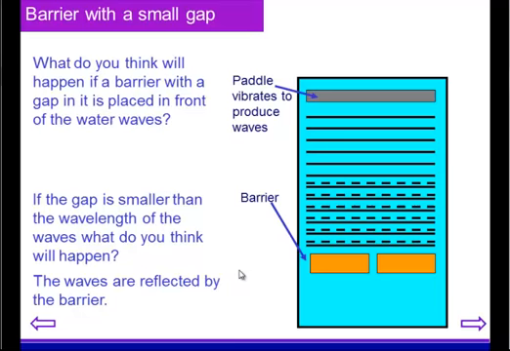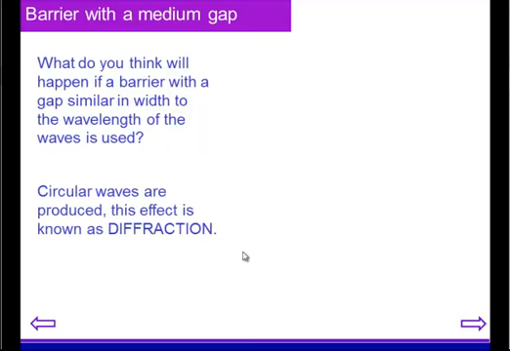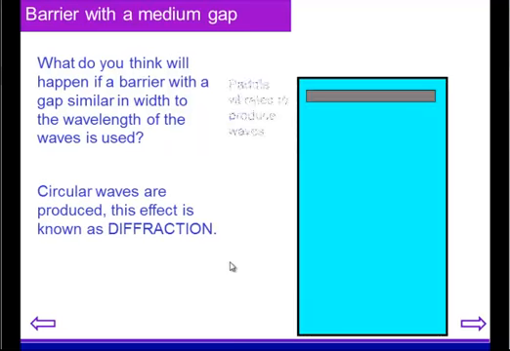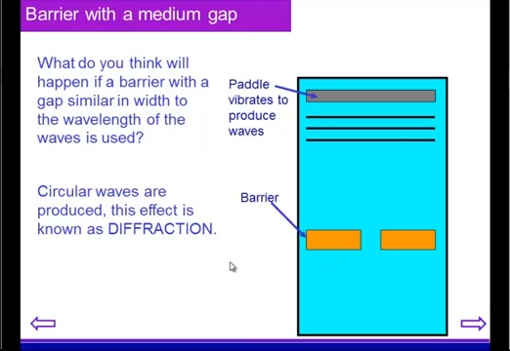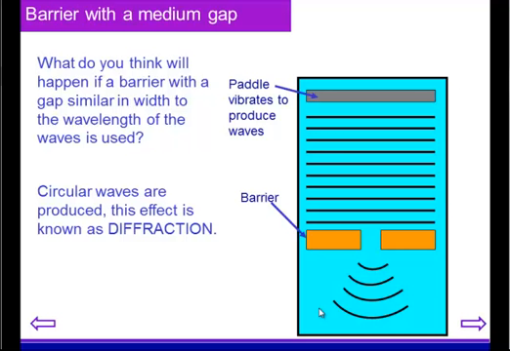So, next situation, similar world, a medium-sized gap. What do you think will happen if the gap is similar in width to the wavelength? In this case, something called diffraction occurs. The waves go forward, and having gone through the slit, they spread out around the edges. So that's the diffraction process. And actually, when the wavelength is similar to the size of the gap, that's when the most diffraction takes place.